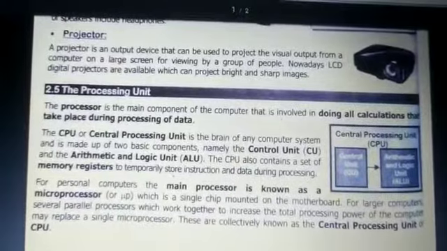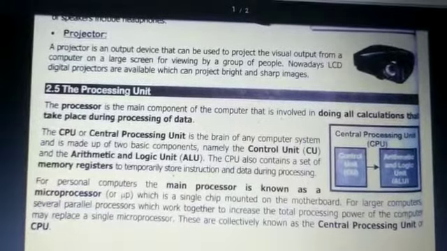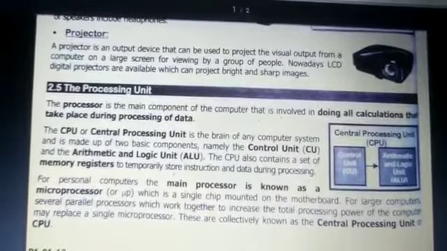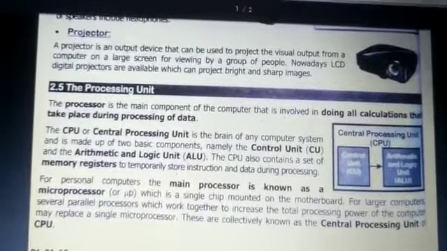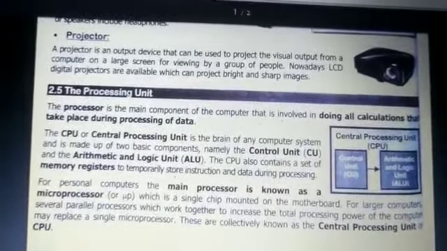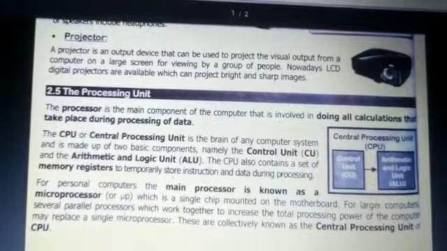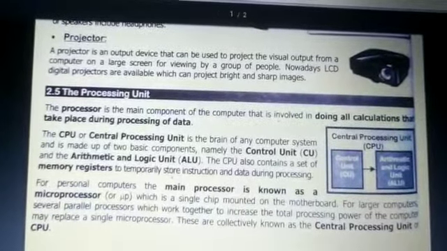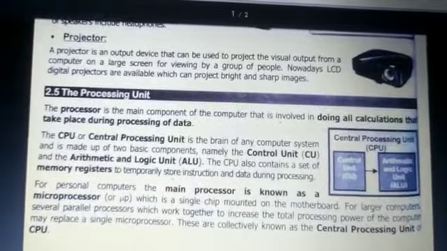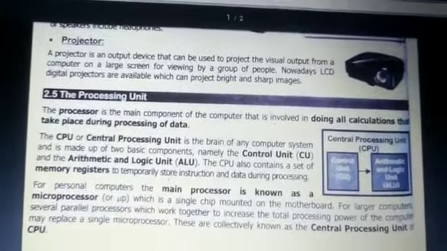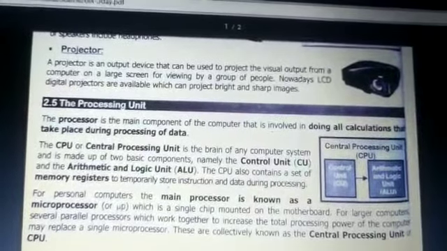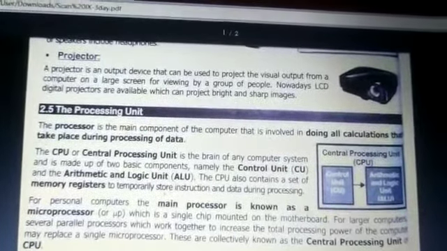In case of our personal PC, the main processor is known as the microprocessor, which is a single-chip one. This is there in the motherboard. To increase the throughput, or you can say the processing speed of the CPU, we require the multiprocessor chip. It will replace the single chip with multiple chips.